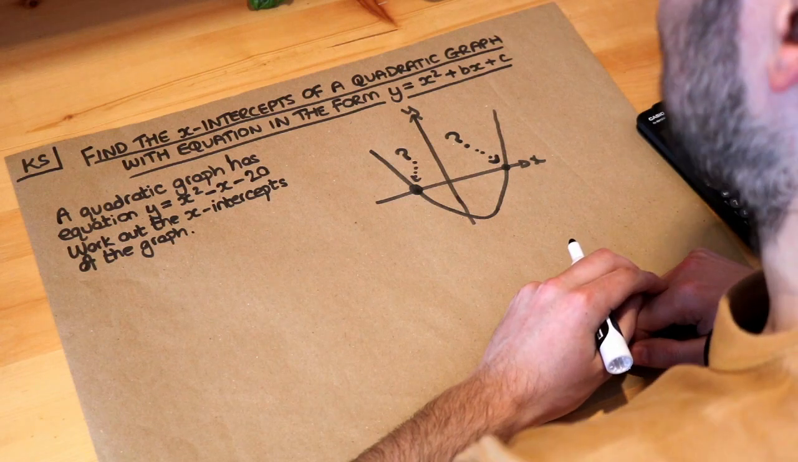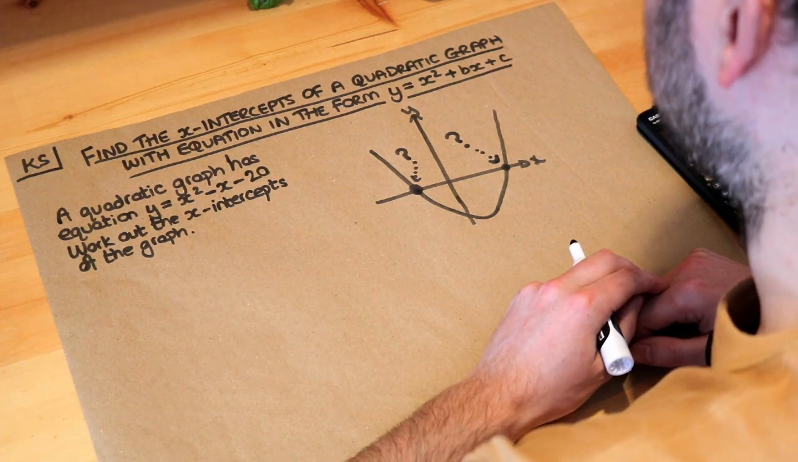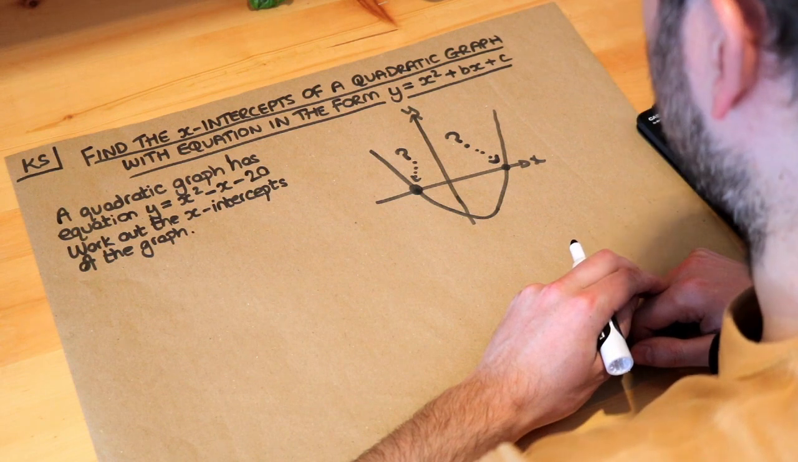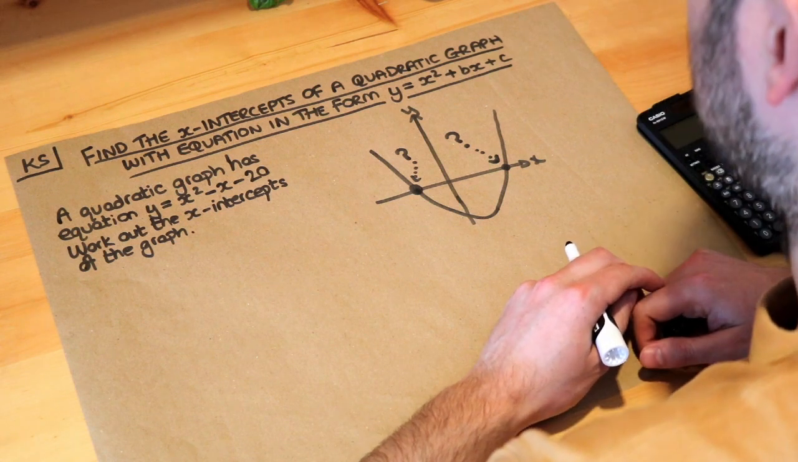Hello and welcome to this Dr Frost Maths key skill video on finding the x-intercepts of a quadratic graph with equation in the form y equals x squared plus bx plus c.